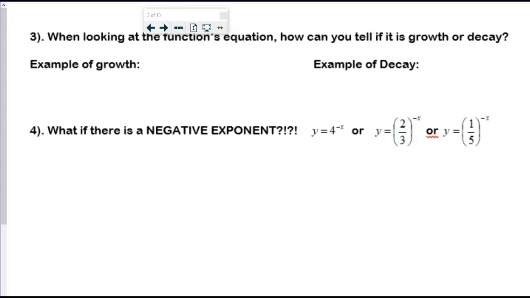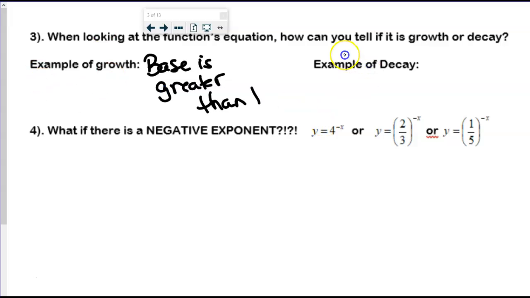Let's take a look at number 3. It says, when looking at the function's equation, how can you tell if it's growth or decay? If it's growth, that means that your base is greater than 1. As far as giving an example, give your own example. An example of a decay would be that the base is between 0 and 1.